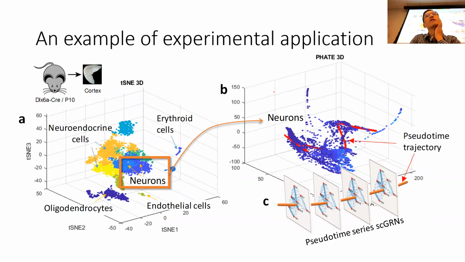Another example of this design is, for example, you want to work on neurons. You can get them from subpopulations and do a pseudotime trajectory on the neurons, and maybe also create a pseudotime single cell gene regulatory network.